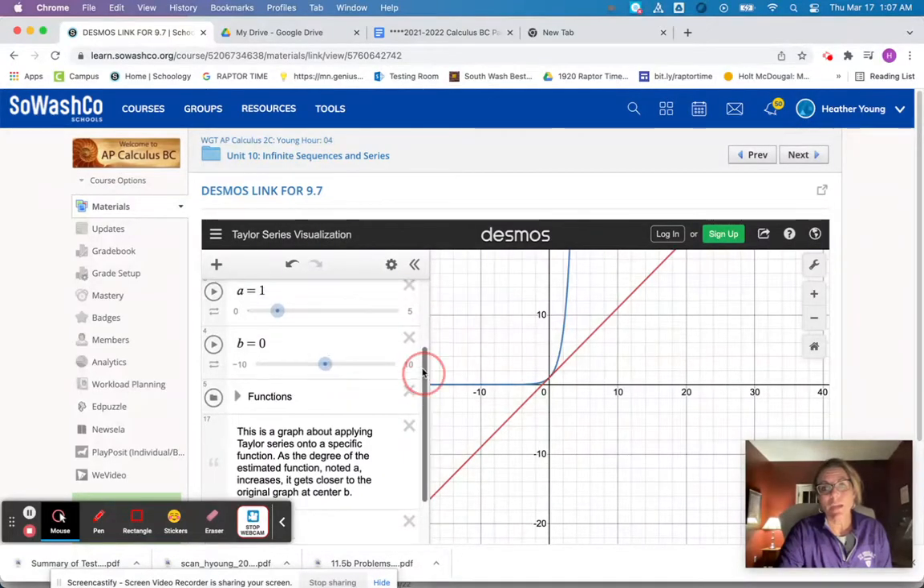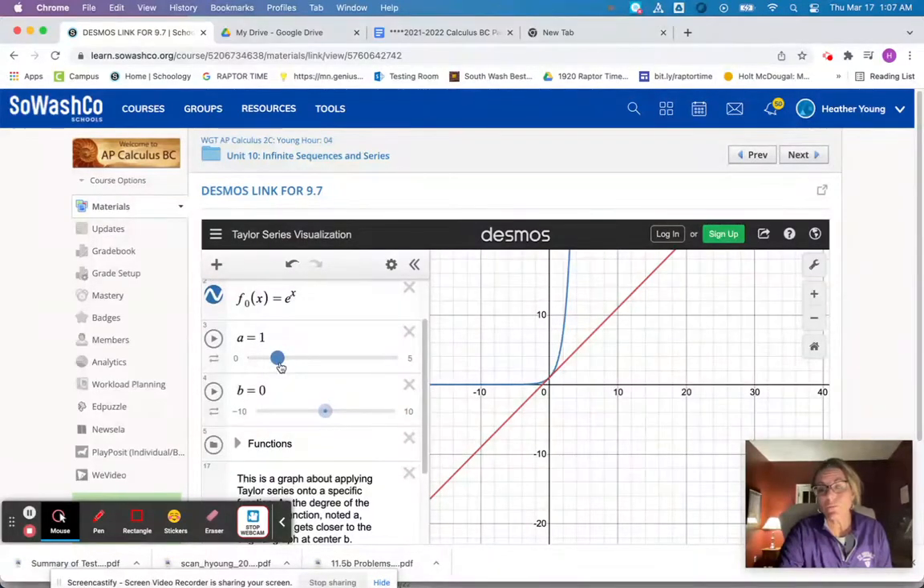But if I adjust the degree, so from a degree of 1 up to a degree of 2, watch what happens. All of a sudden, the red graph becomes closer to the blue graph, not only at b equals 0, but at other places, other b values on the curve. And I'm going to increase the degree again. Degree 3, it's even closer. Degree 4, closer, all the way up to degree 5. Almost exactly on the polynomial.